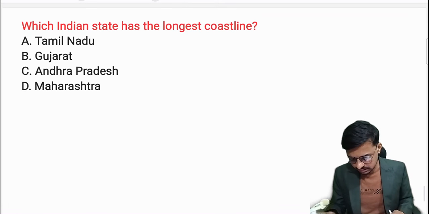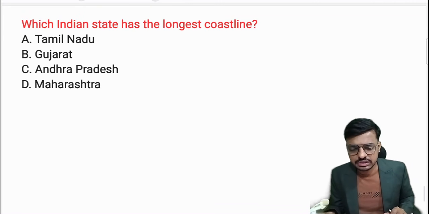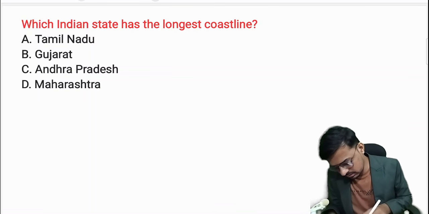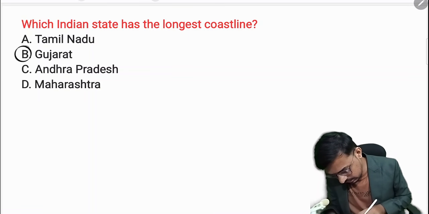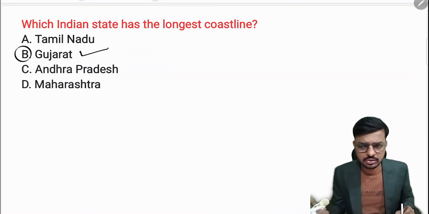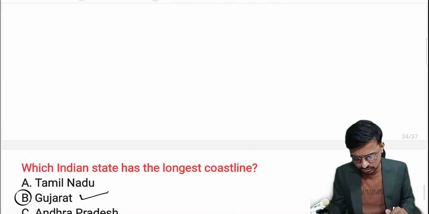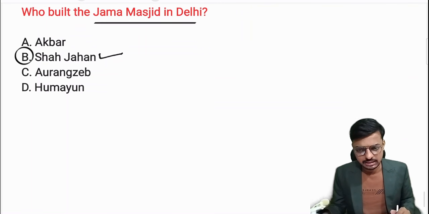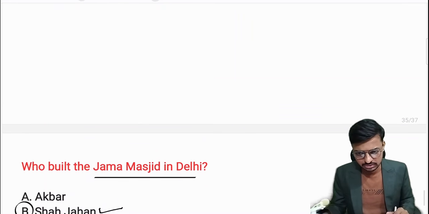And here is the next question: which Indian state has the longest coastline? The longest coastline is in Gujarat. Gujarat is the correct answer, and in the options you have Tamil Nadu, Andhra Pradesh, Gujarat, and Maharashtra. These were direct questions that came from our test series non-nursing portion directly into your exams.